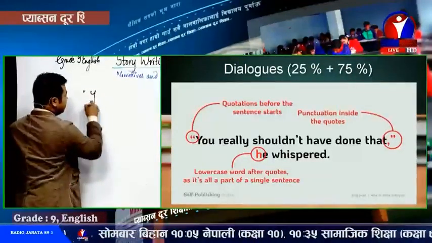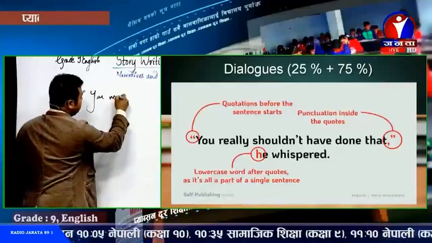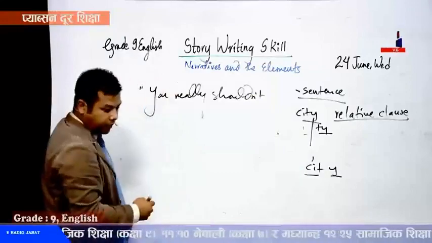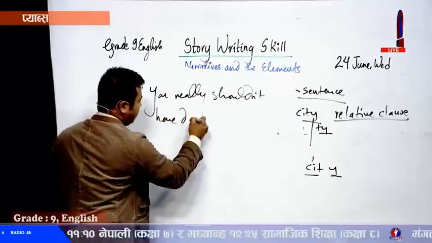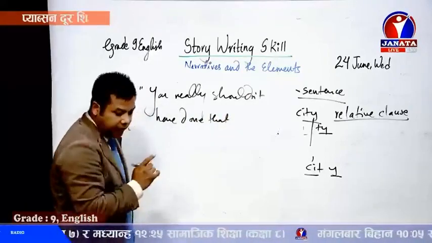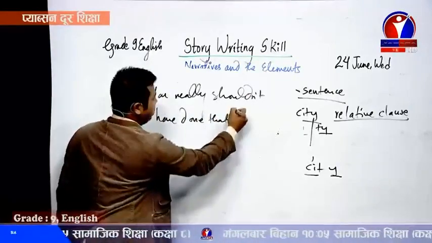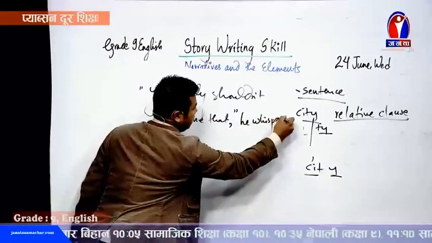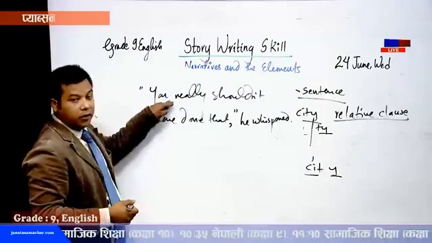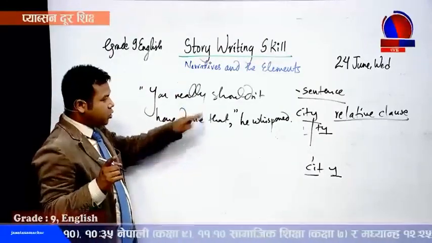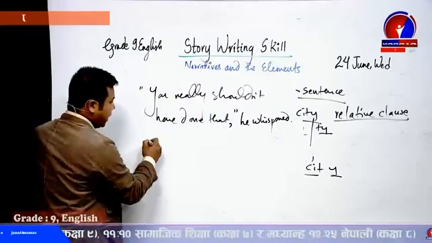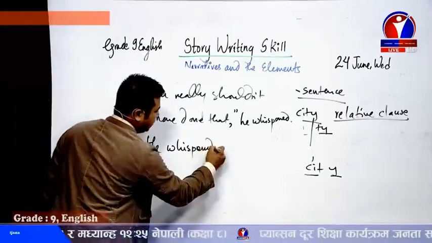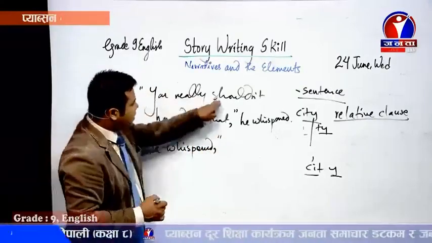In this, "You really shouldn't have done that." Please notice the use of comma here, quote over here, and then he whispered. He is a character. So this is one way of introducing dialogues, but this is generally not done because our usual way of introducing dialogues is like he whispered, then comma, then quote starts, and then you put the entire thing right here.